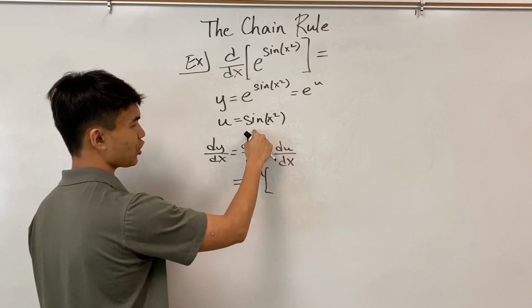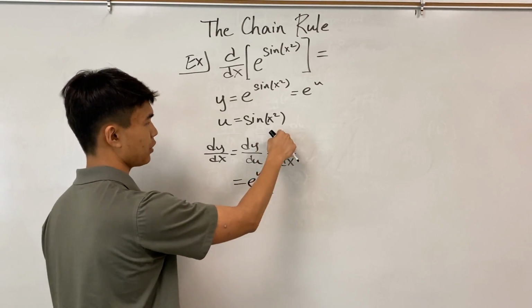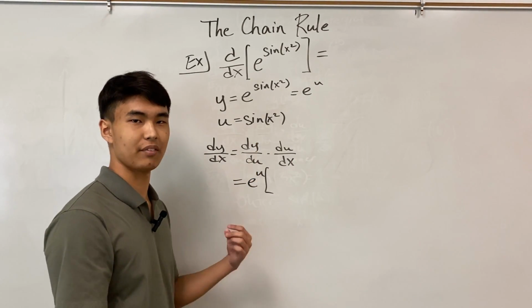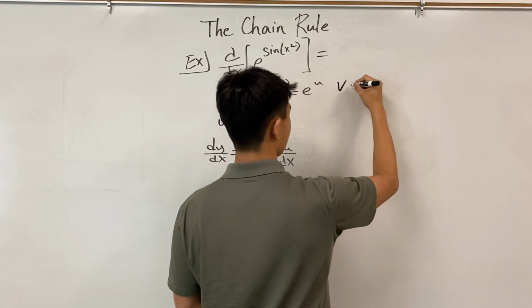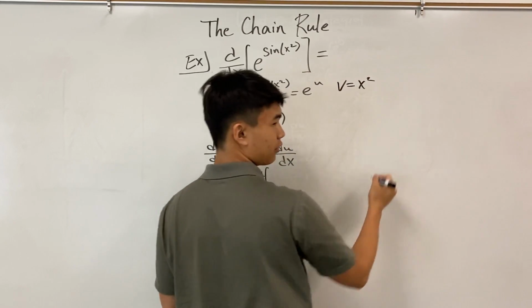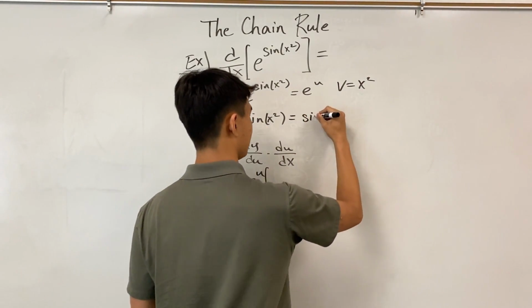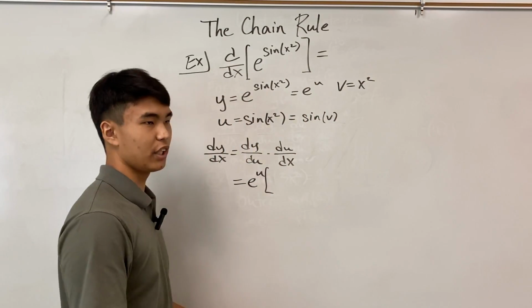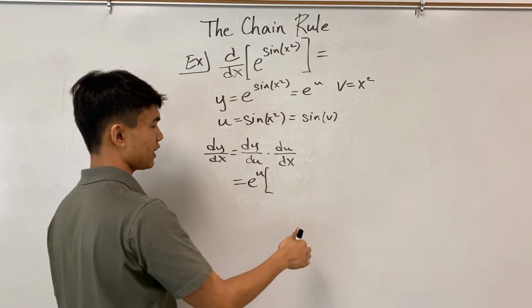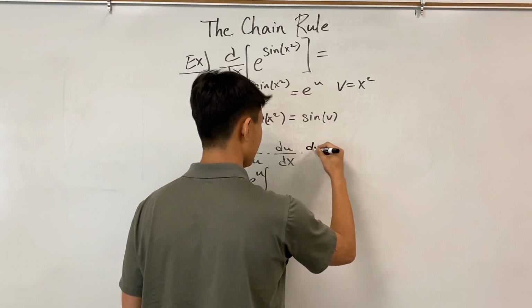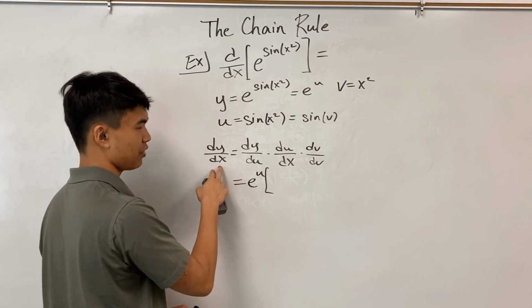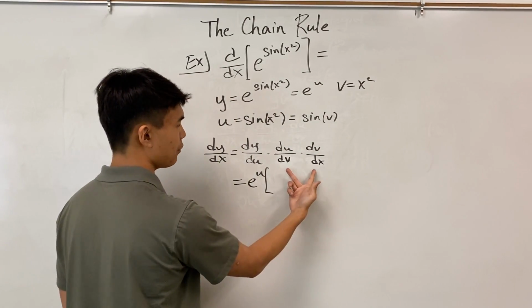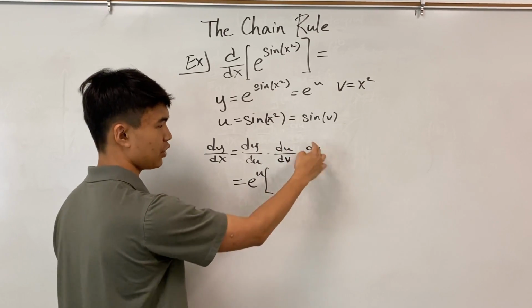But wait, we can't actually take the derivative of sine of x squared because we only know how to take the derivative of sine of x or sine of u or sine of one entity. So I'm going to let v equal x squared. So this becomes sine of v. And the way we incorporate v into this is we're going to multiply this by dv/dv. Here I've multiplied by 1, so I still haven't changed the derivative. And then I'm going to rearrange the denominators here like this so we can actually use dv.